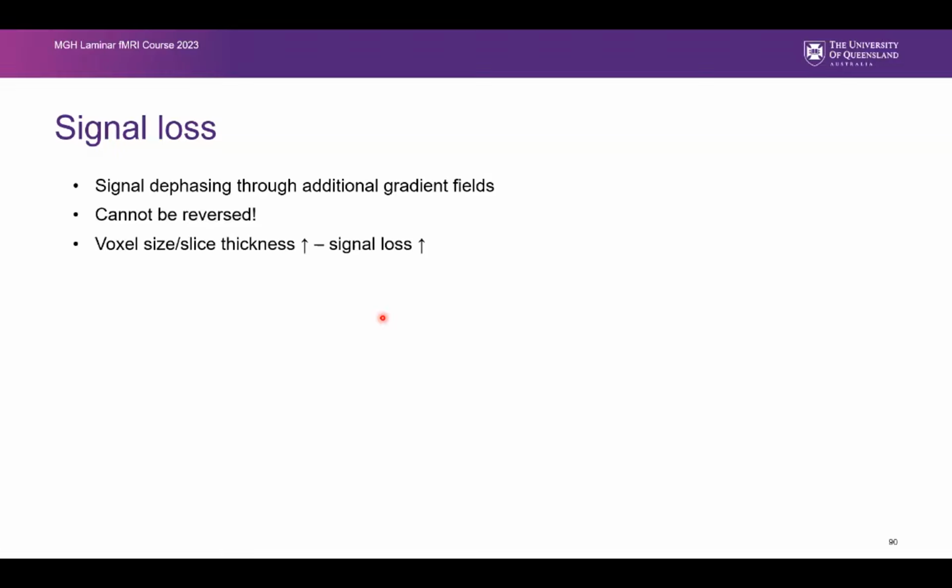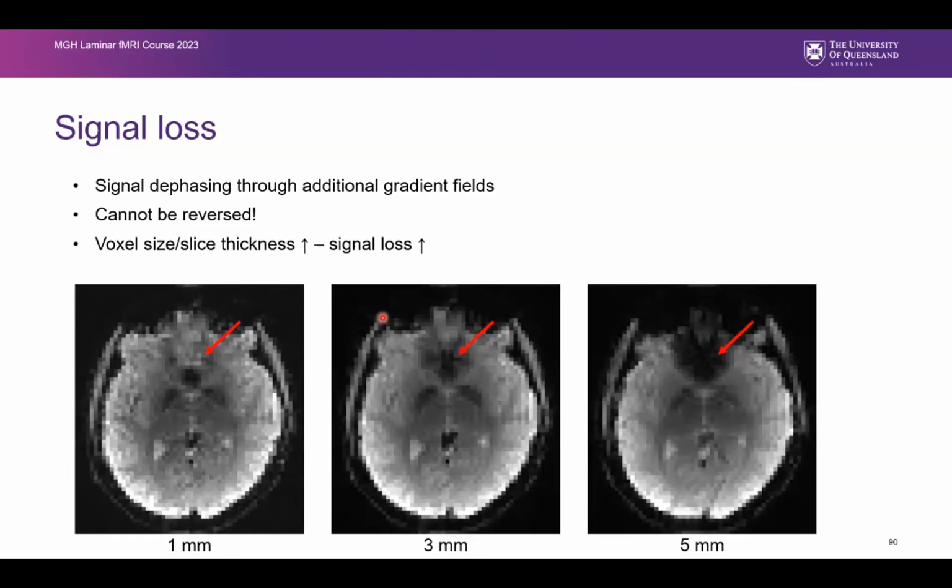And a rule of thumb is as the voxel size or slice thickness goes up, your signal loss goes up. So you can see that as I make the slices thicker and thicker, I'm losing more and more signal here. And this is one of the situations where the resolution going up doesn't actually mean your SNR goes down, because your signal is just gone. So there's always an exception to every rule.